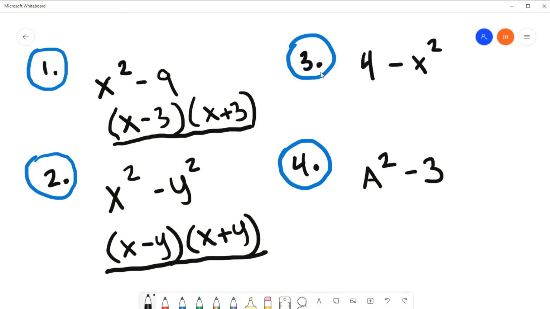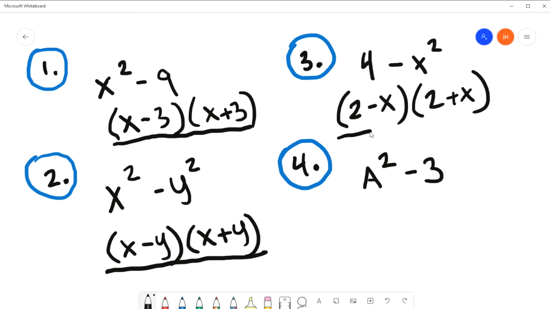Cool. The third one is an example where you don't always have to have your variable in front, like how these ones have shown. I could actually have the variable be the one subtracting. I would just need to keep that in mind, and the way that this would factor would be the square root of 4 is 2, so I'd have 2 minus x times 2 plus x. Notice how, because the terms were flipped, the terms are flipped inside the factors.